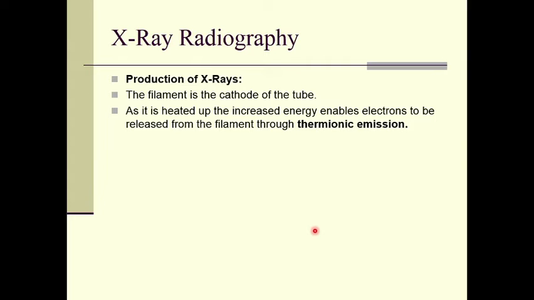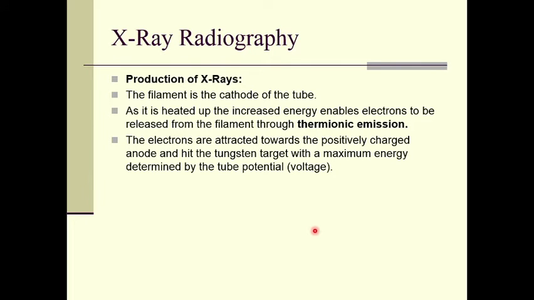And the filament will be heated, and that is where we can say the electrons will be ejected from the cathode, right? So the electrons are attracted towards the positively charged anode and hit the tungsten target with a maximum energy determined by the tube potential.